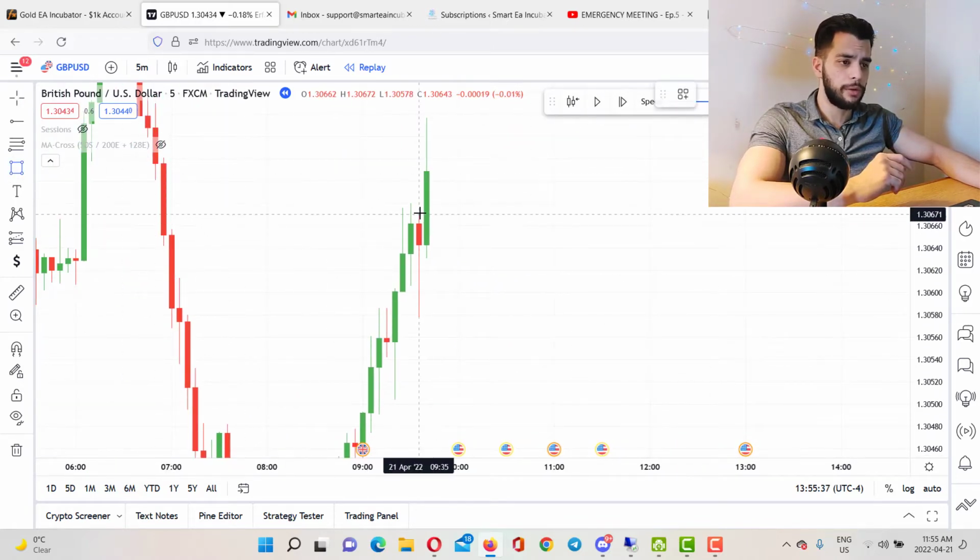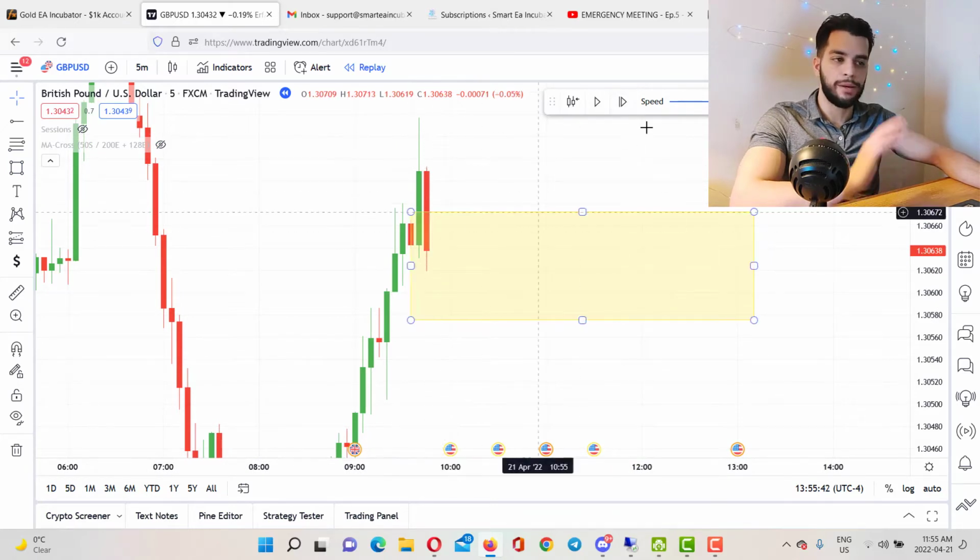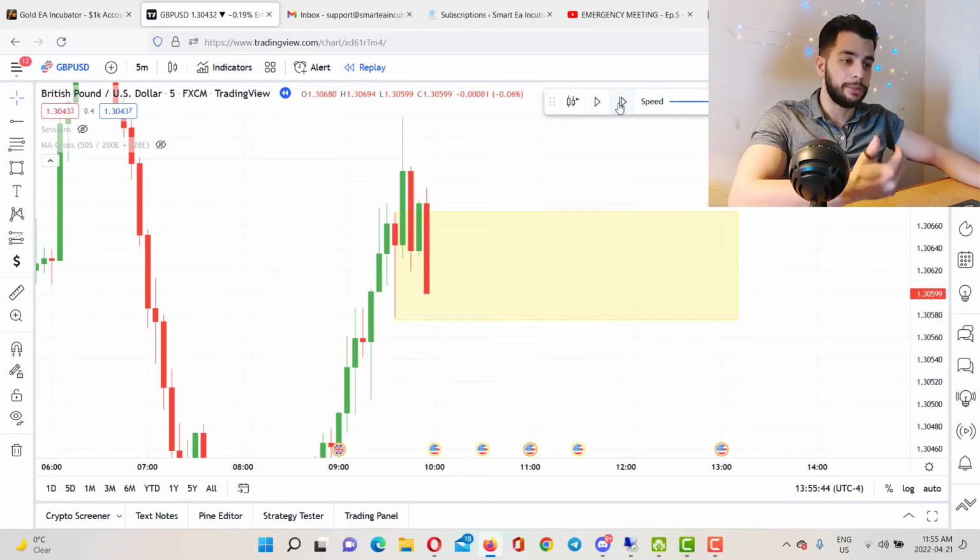So for example, right here we have another high probability demand zone. There was a gap, now it's filled in. If there's any good momentum, then you can take your buy position.